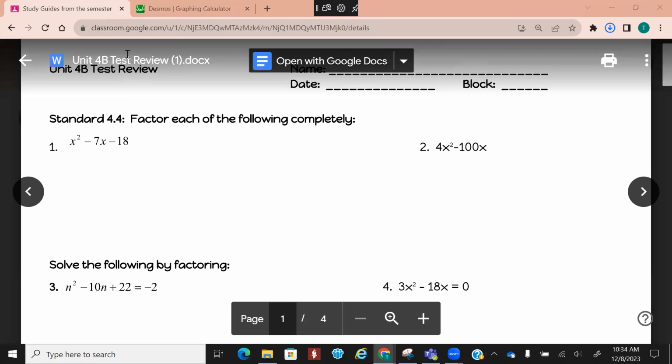So for factoring, we learned that this was ax squared plus bx plus c. And you're going to identify your a, b, and c. So a is 1, b is -7, and then c is -18. Okay, the next thing that you do is you create that big X and you say a times c, which is -18, and your b value is -7. You ask yourself, what 2 numbers can I multiply together to give me -18, but add together to give me -7? And that's -9 and 2.